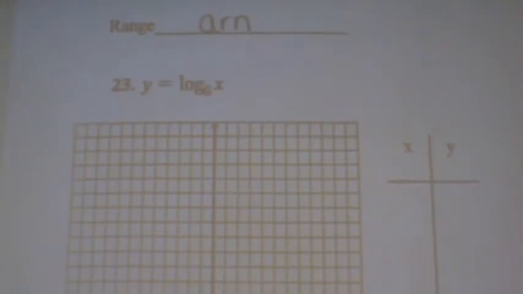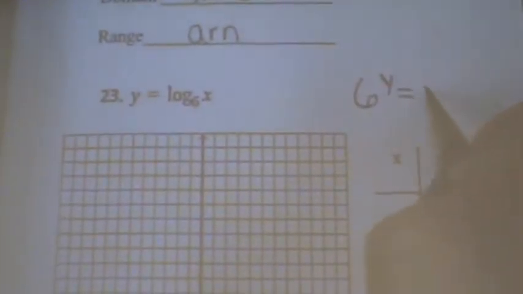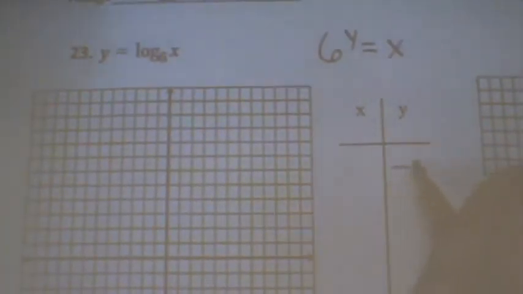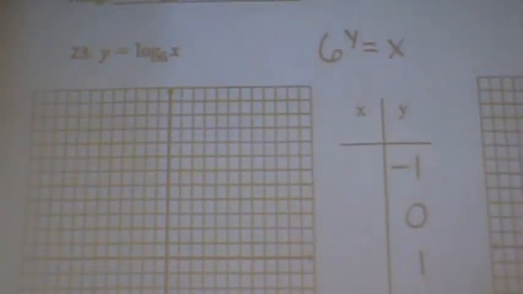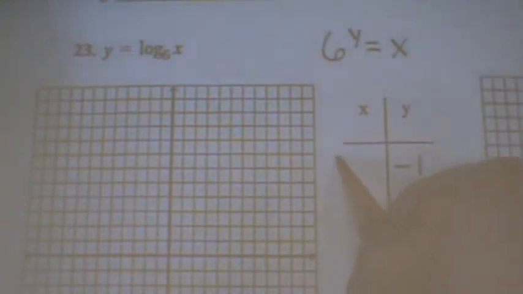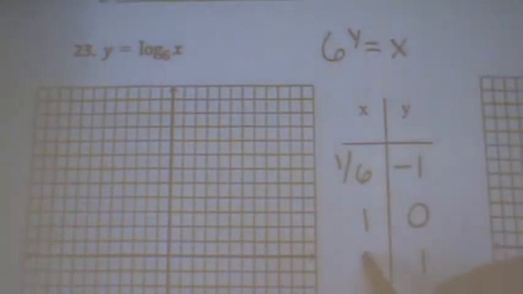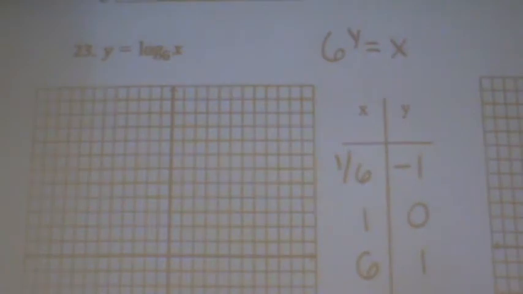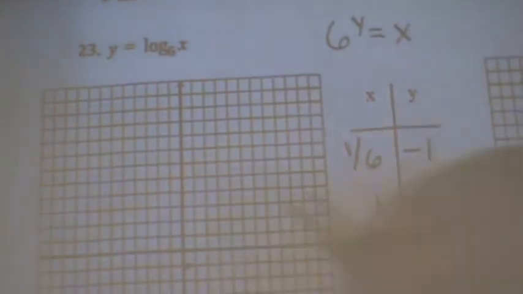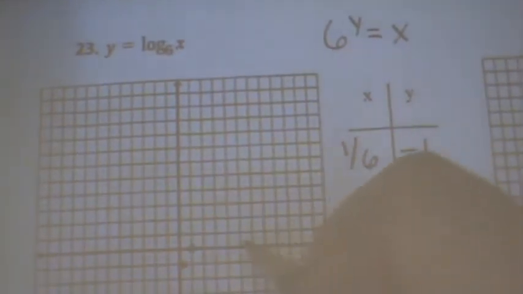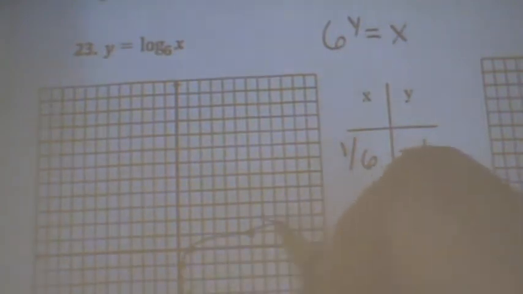23, what's your base? 6. 6 to the what power? 5. What are your 4 points? 1/6, 1, 6, and 36. 36, 2 is going to be off the page. So over a 6, down 1, over 1, 0, 6, 1, and that's good enough. And what's your domain and range?